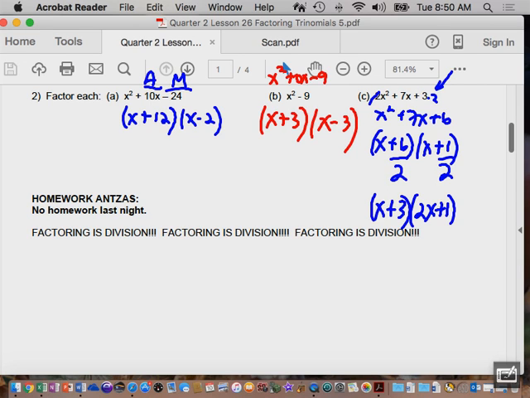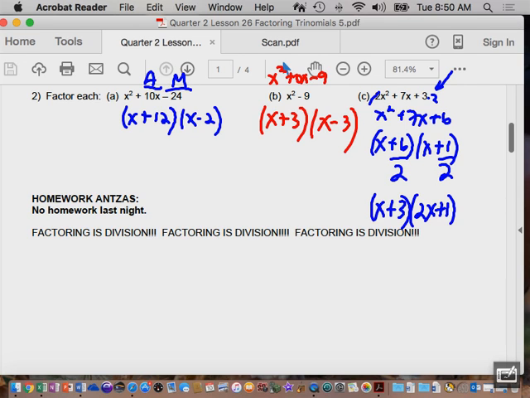Right, watch. Let's do a quick mental check back. Ready? X times x is? X squared. X times negative 3 is? And then positive 3 times x is? Positive 3x is. What does negative 3x and positive 3x add up to? 0 x's. So that's why the term's not there. And then 3 times negative 3 is negative 9.